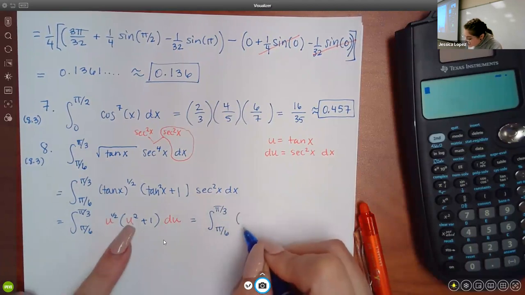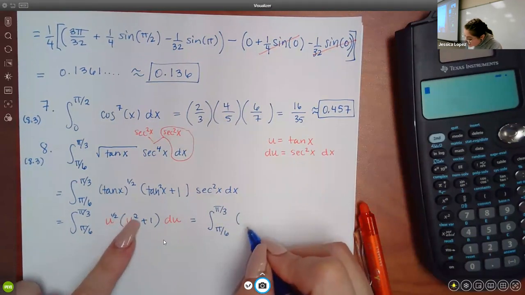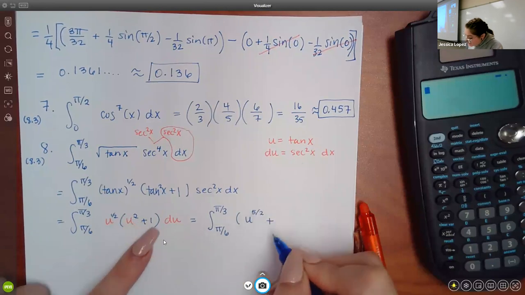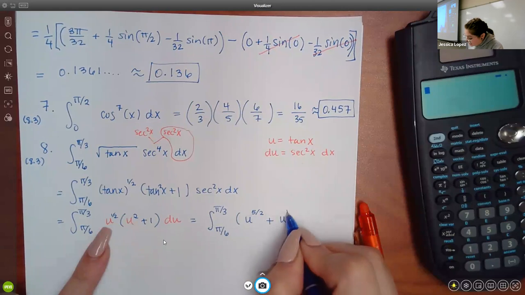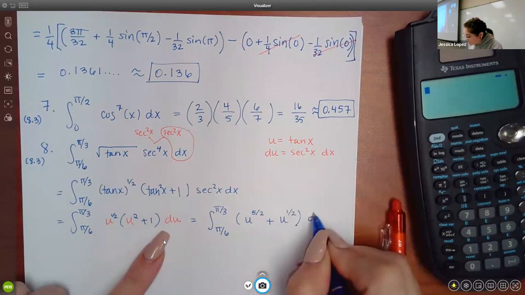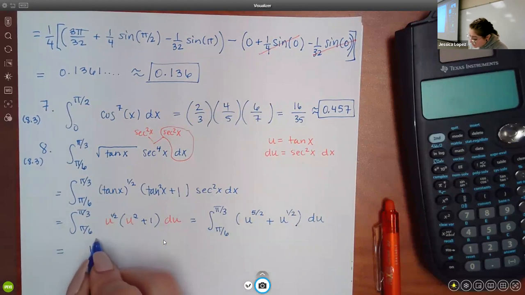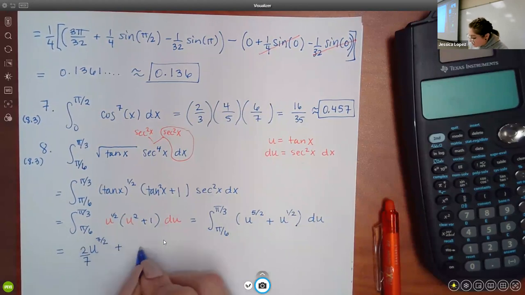So if I multiply these two, I'm gonna have to add their exponents, which is gonna give me u to the 5/2. And then if I multiply one times anything, it's just gonna be that exact same thing. And then of course I have my du. Now I will apply my power rule. So I'll get u to the 5/2 plus one is 7/2, and then I divide by 7/2 or multiply by the reciprocal. 1/2 plus 1 is 3/2, and then divide or multiply by the reciprocal.